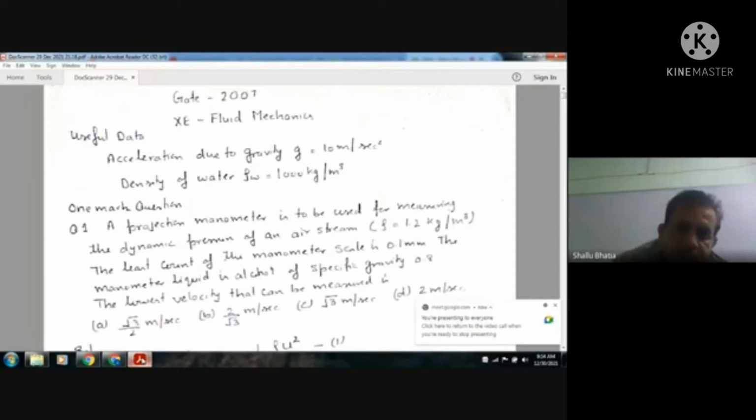In this session, we will solve the GATE 2007 fluid mechanics paper. Useful data are acceleration due to gravity g equal to 10 meter per second square and density of water rho w equal to 1000 kilogram per meter cube, given initially in the question paper.